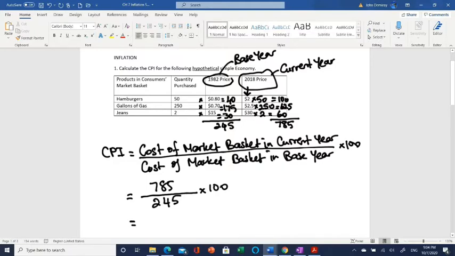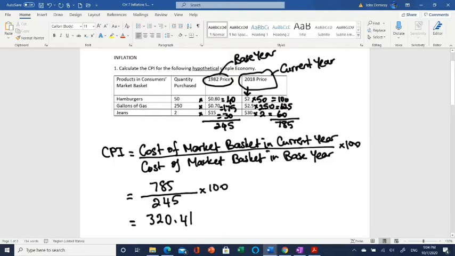When we calculate this, I have 320.41. So 320.41, what does that mean? It's just a number. It is an index number. We don't have a unit here. But what this is basically about is how the prices have changed since the base year.